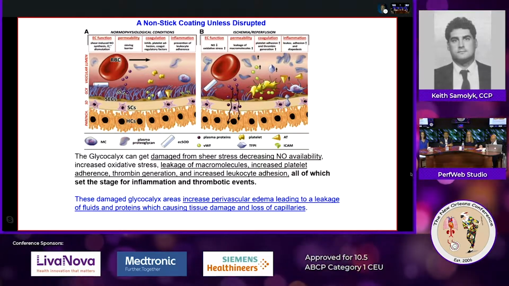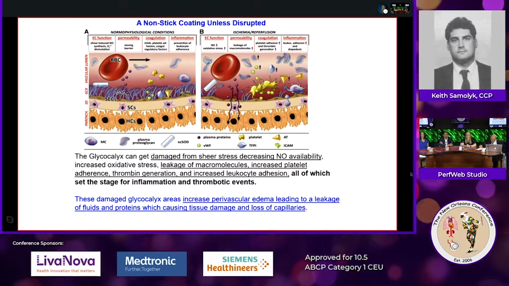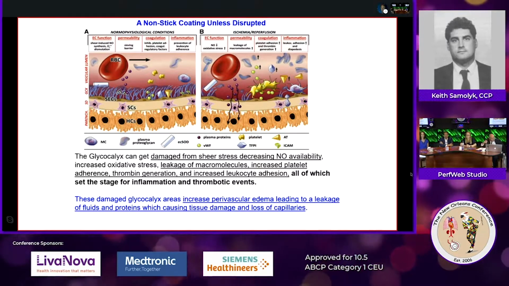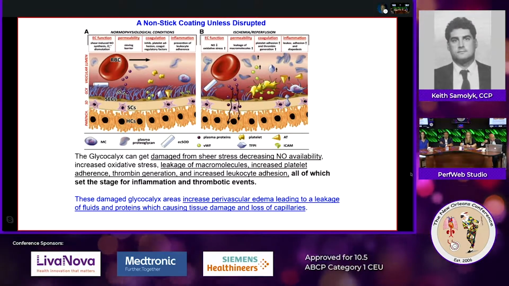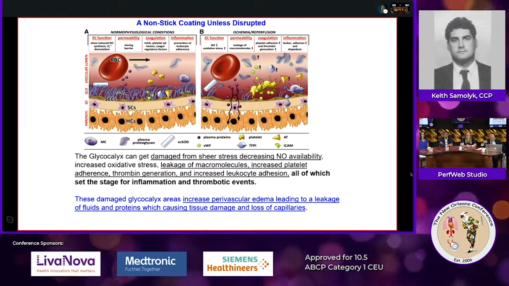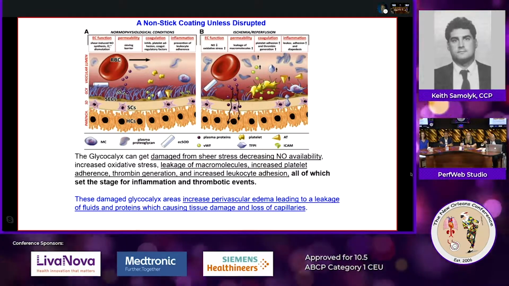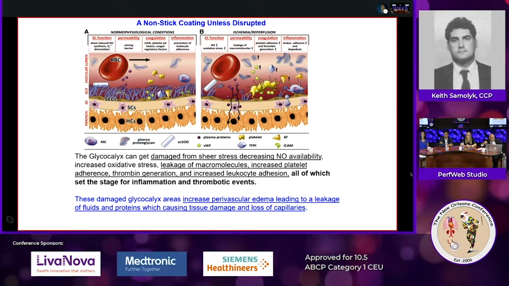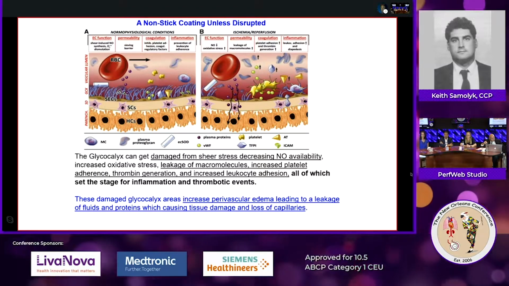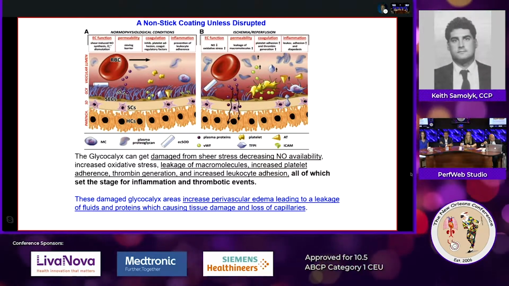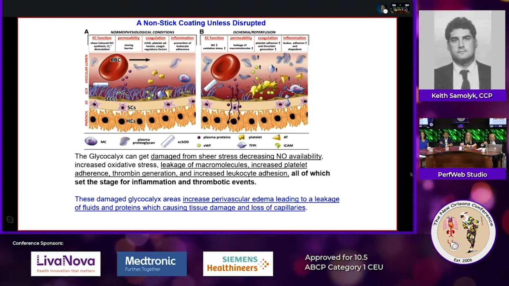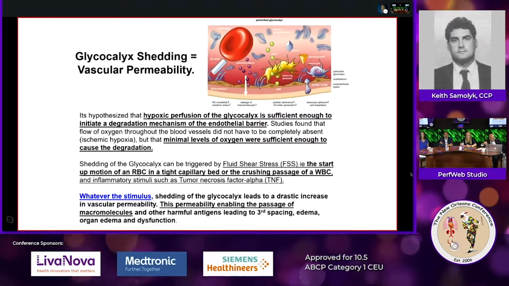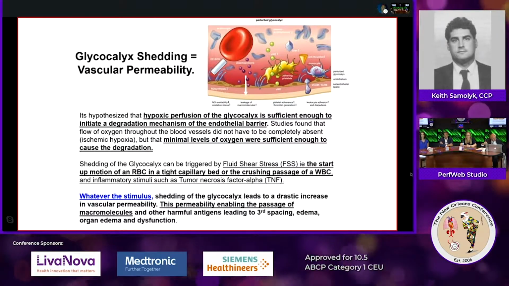So the glycocalyx can get damaged from shear stress, decreasing the nitric oxide availability and causing oxidative stress, a leakage of macromolecules, as we said, platelets and white cells. These damaged glycocalyx areas increase permeability and edema, leading to leakage of fluids and proteins, which causes tissue damage and loss of capillaries.